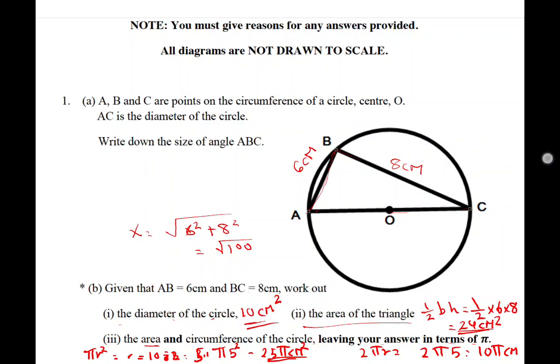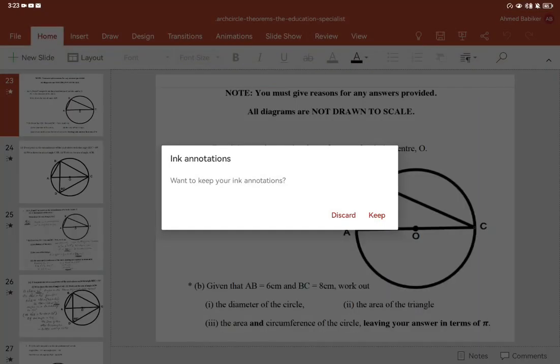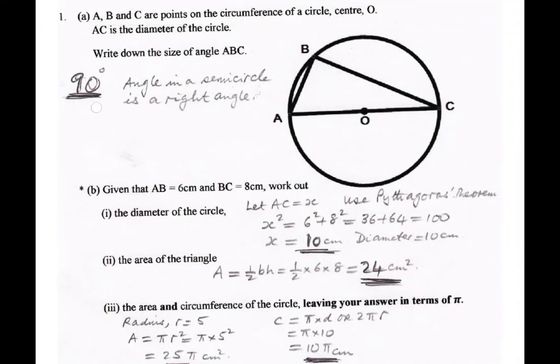Let's check our answers. 90 is the right angle. This ABC is a right angle. The diameter of the circle, x squared is equal to 6 squared plus 8 squared, which is equal to 100. That means x is equal to 10 centimeter. The diameter is 10 centimeter. Area of the triangle is half times base times height. Half times 6 times 8 is equal to 24 centimeter squared, and so on.